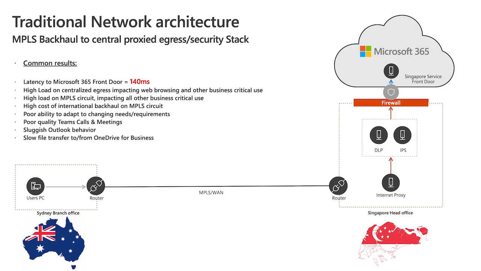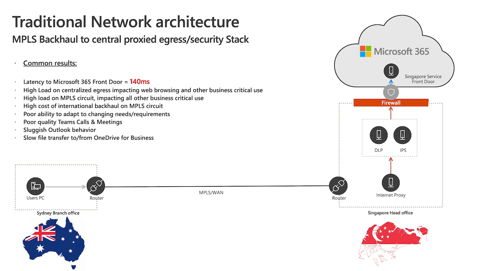The common result we see with this is high latency. And I mentioned earlier, latency is our key currency here. We want this as low as possible to hit what we call the Microsoft 365 front door. When I use that phrase front door, what I mean is Microsoft has infrastructure around the globe. We have a global network that has locations at internet peering locations, pretty much most metropolitan areas that have internet exchanges. Microsoft's network is there.